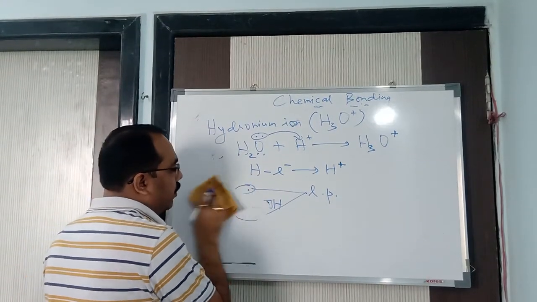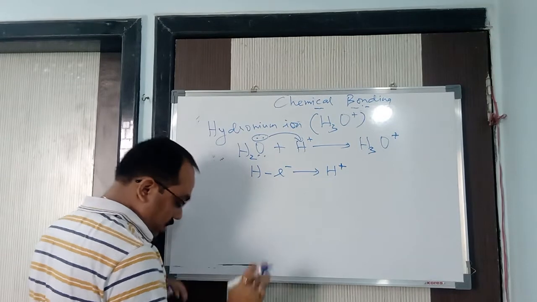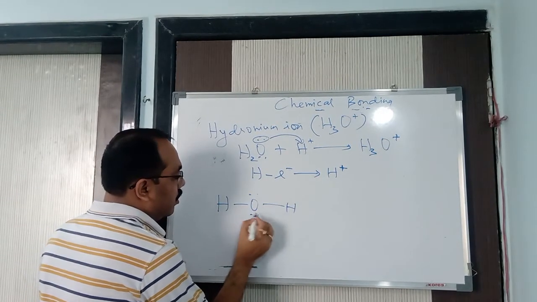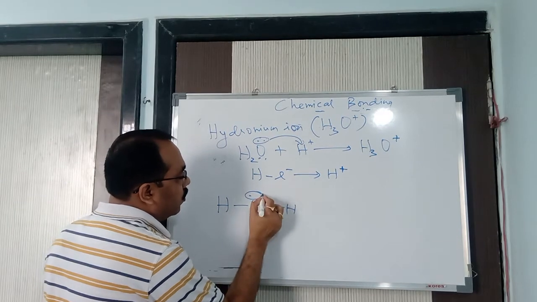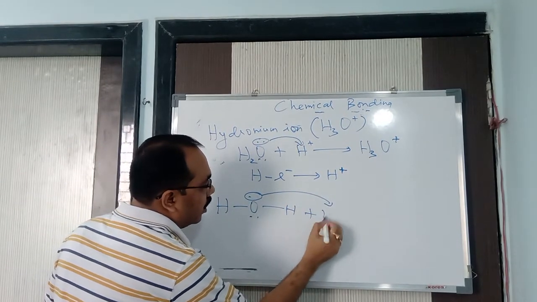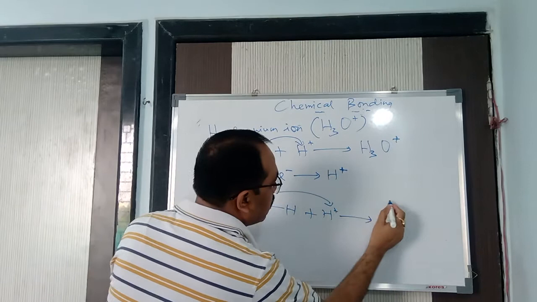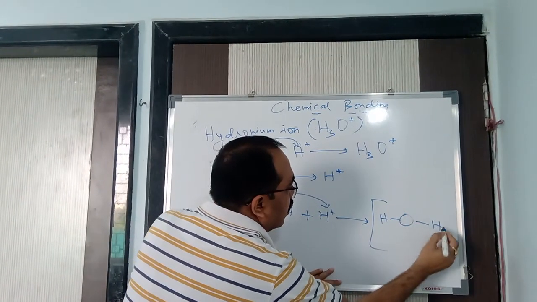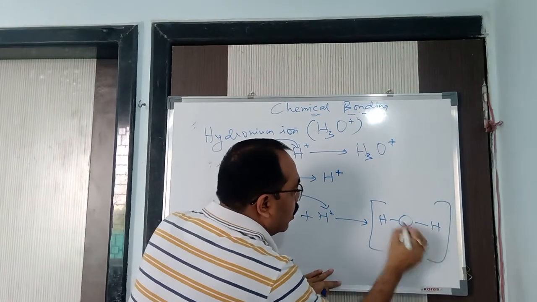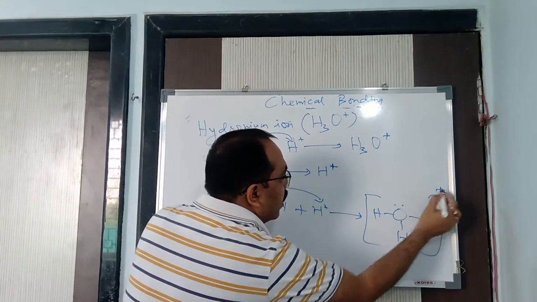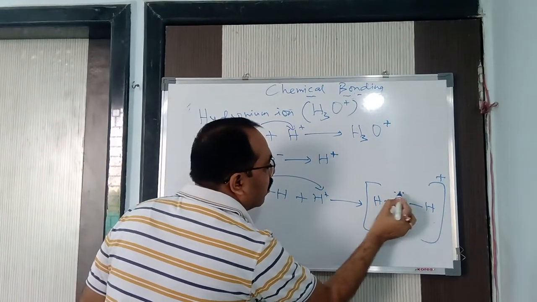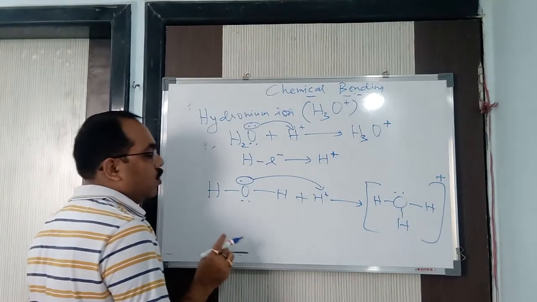So now what will happen? This lone pair, I've already shown you that it will be given to the H plus ion, and hence what is going to form? It is going to form H3O plus. One lone pair remains and it is positively charged. So in this way, this particular ion is known as the hydronium ion.